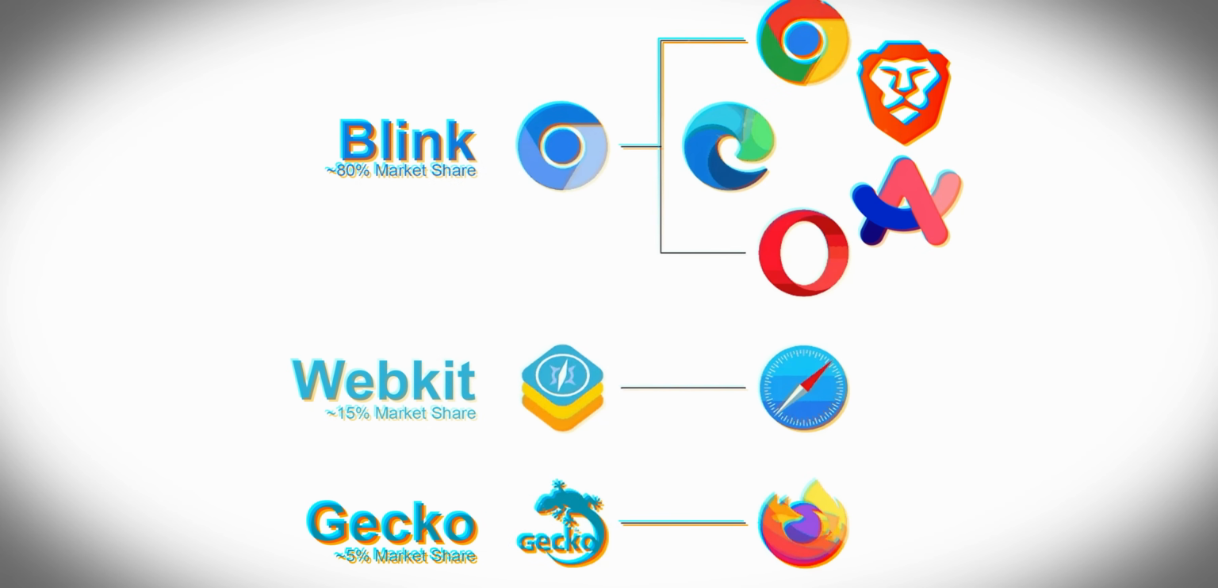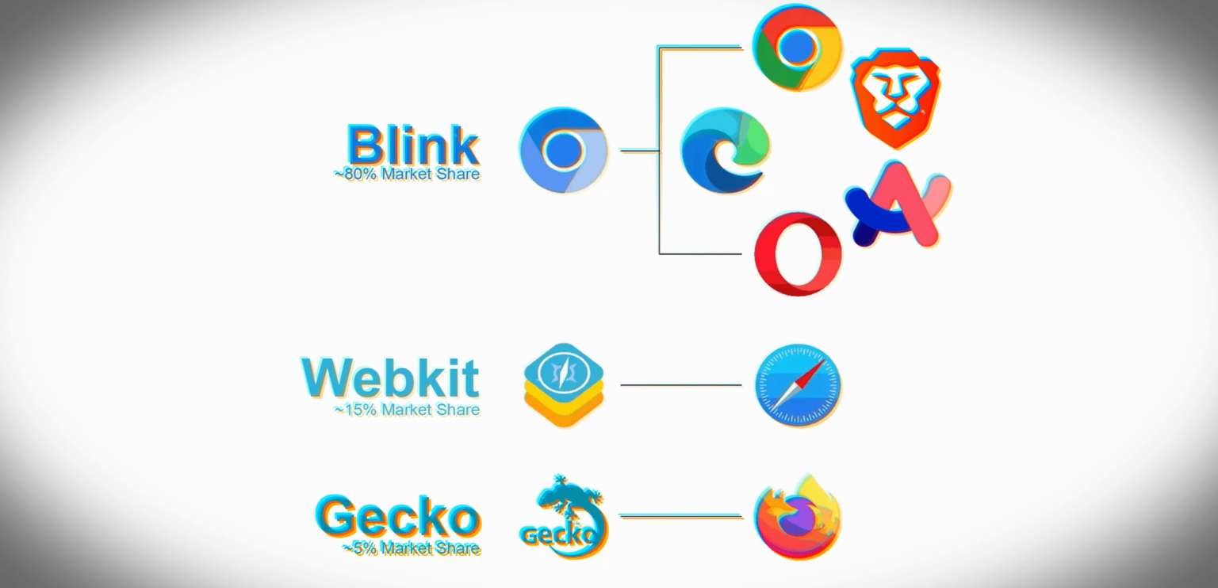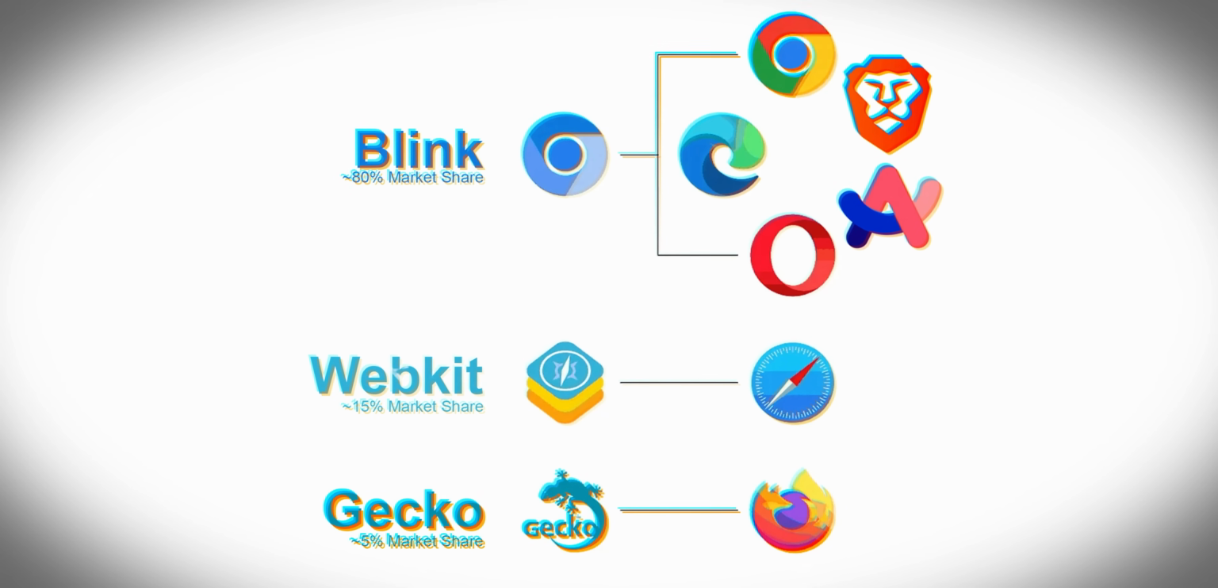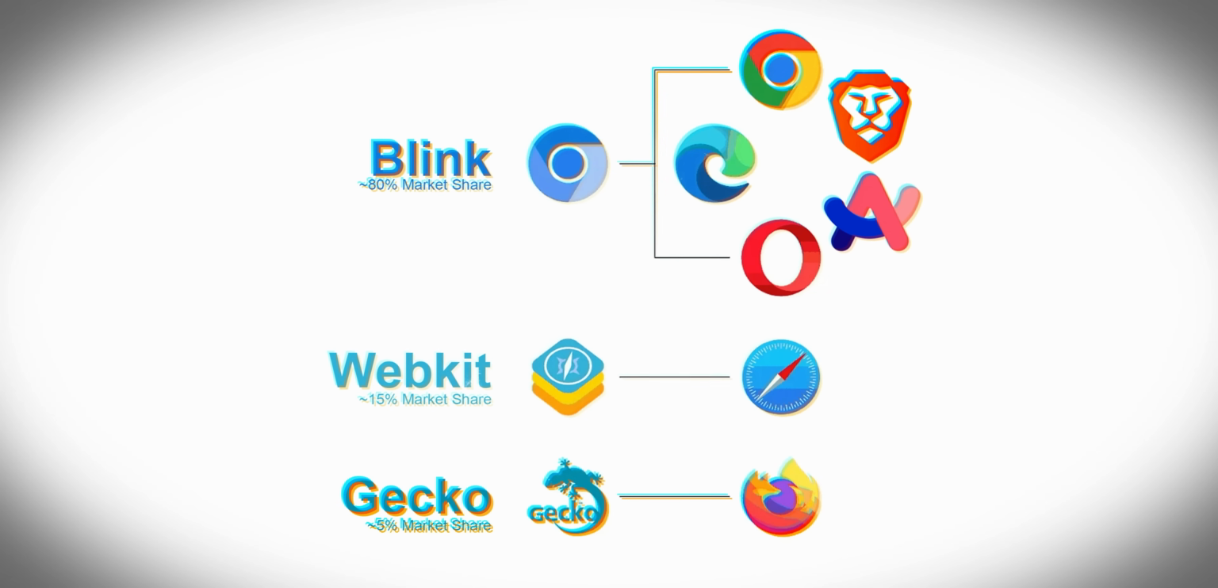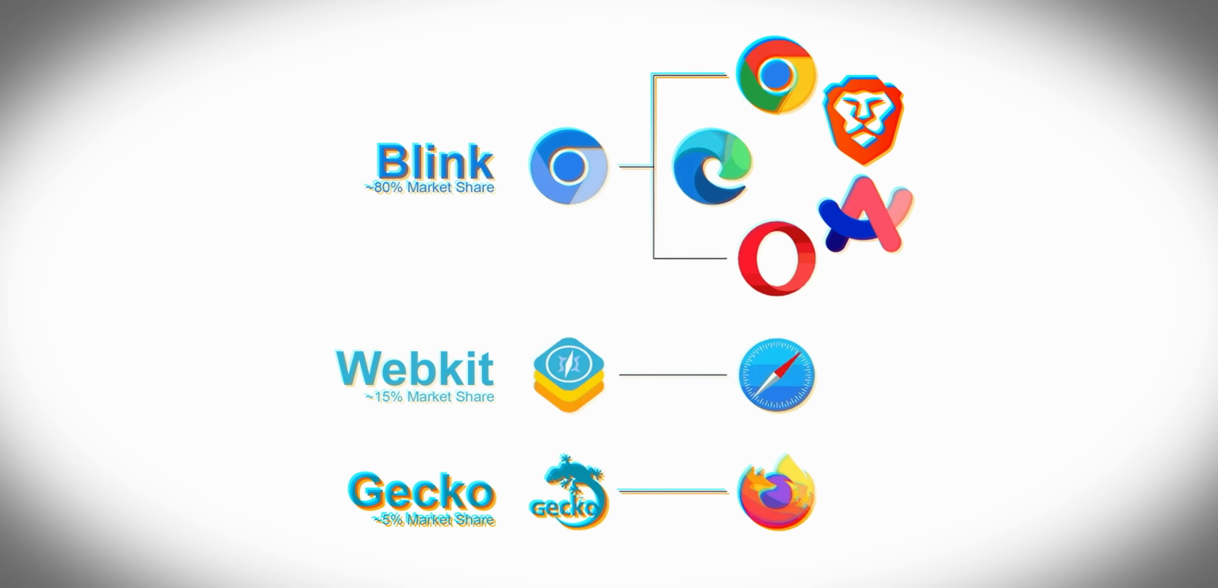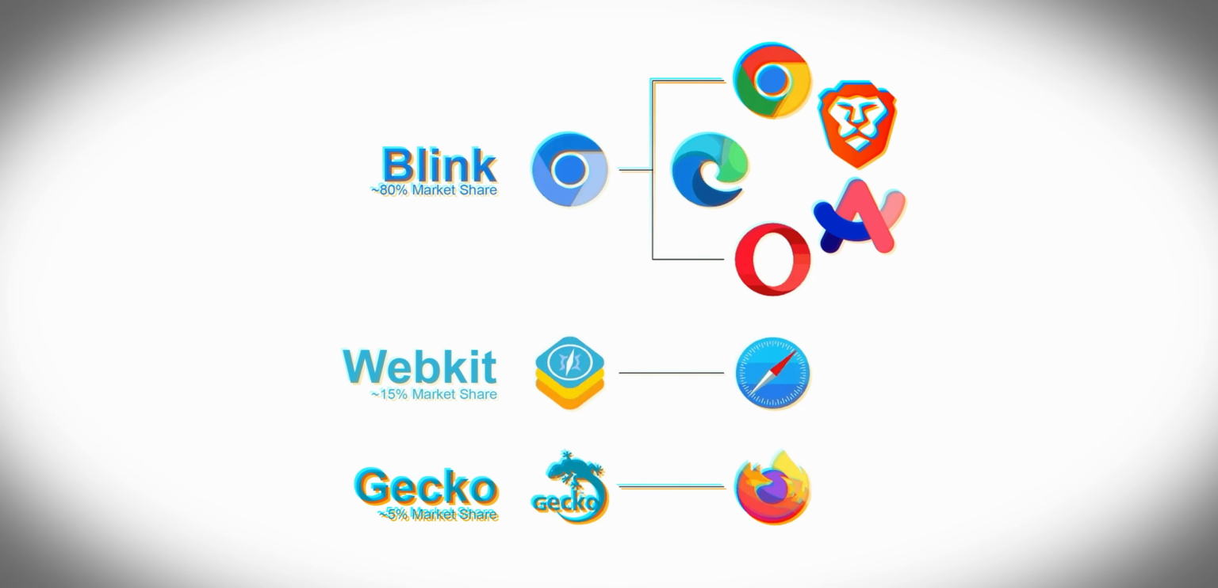And here's where we're at right now. 30 years later, modern browsers are all powered by either Blink, WebKit, or Gecko engines. Blink has about 80% market share through Chrome, Edge, Opera, Brave, Arc, well, rest in peace. WebKit has about 15% through Safari and all iOS browsers, and Gecko has about 5% through Firefox. Three engines running the entire web for billions of people. It can't be that hard to build a browser, right?